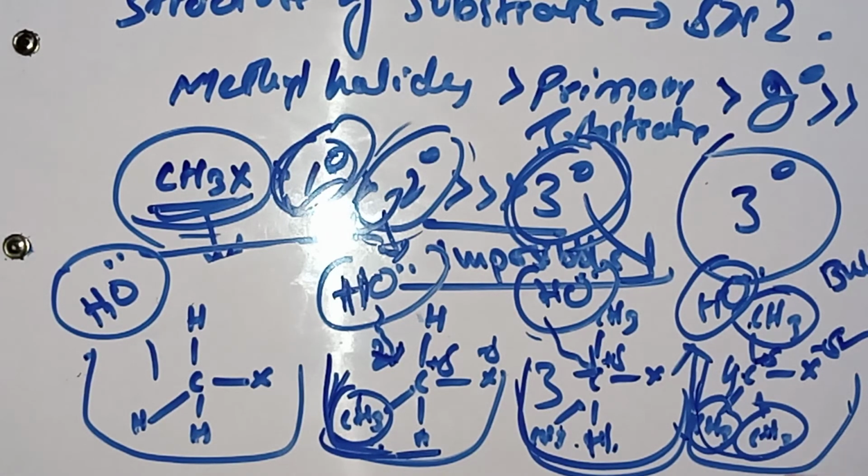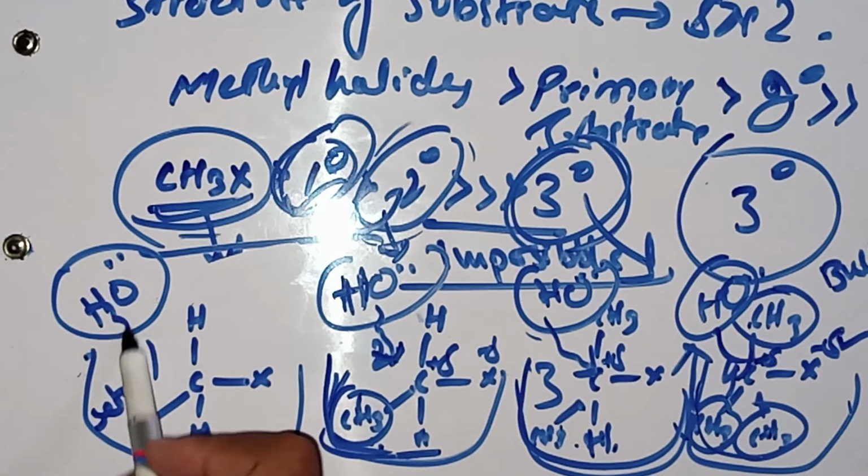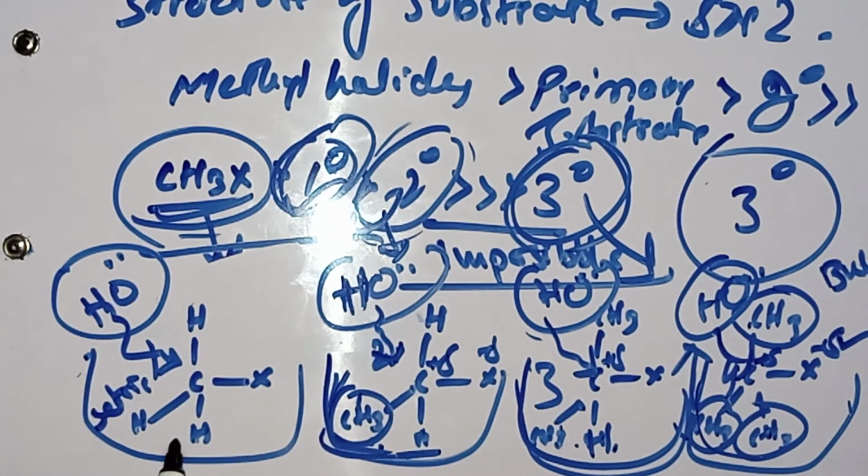But with 3 bulky groups there will be no reaction because the nucleophile cannot approach this electrophilic carbon. But in the case of methyl halide, where no steric effect is produced and no bulky group is present, the rate of reaction will be very great, and the speed of the reaction will be very great. That's why more product will be formed in this case.